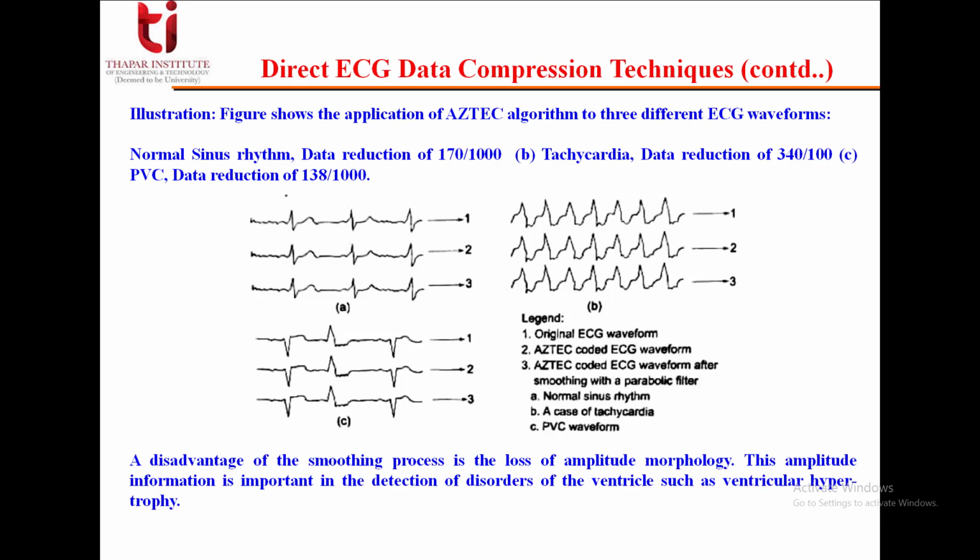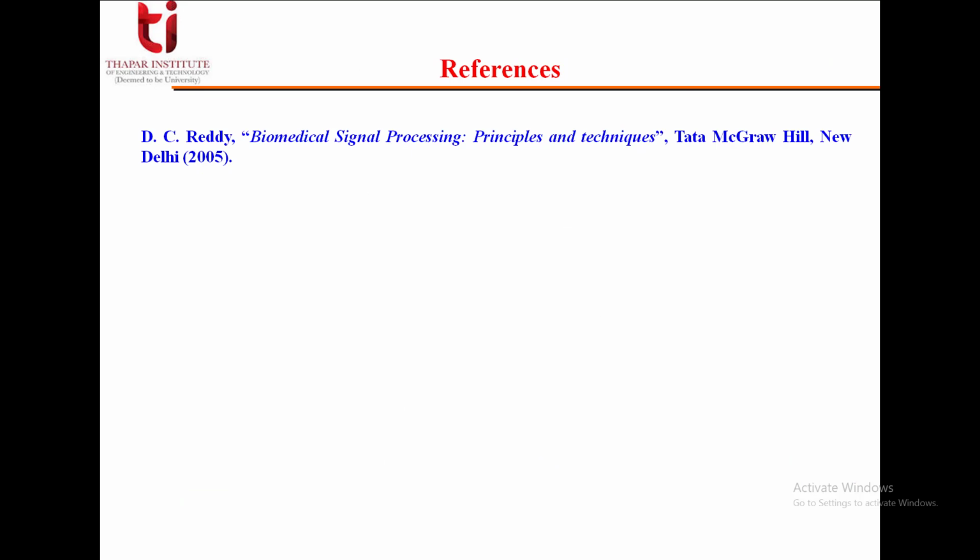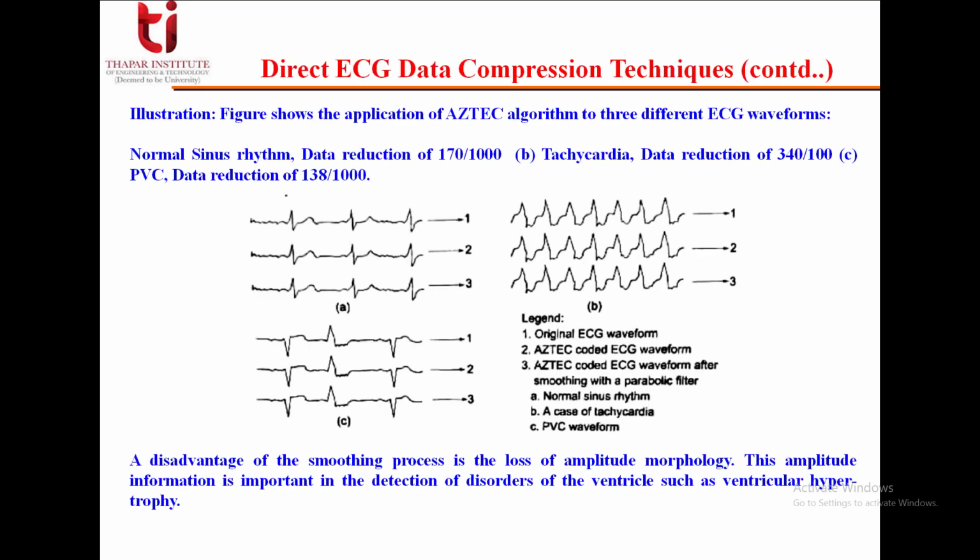The disadvantage of the smoothing process is the loss of amplitude morphology. This amplitude information is important in the detection of disorders of the ventricles such as ventricular hypertrophy. So this is all in this lecture. We'll continue the data compression techniques in the next lecture also.